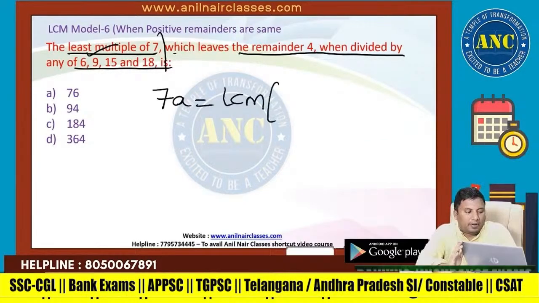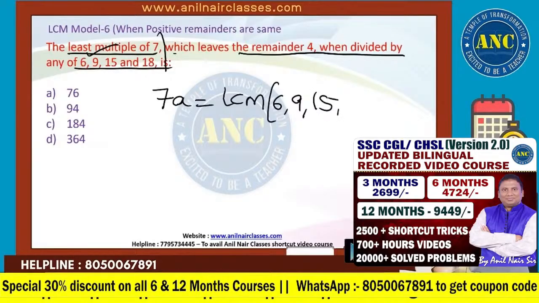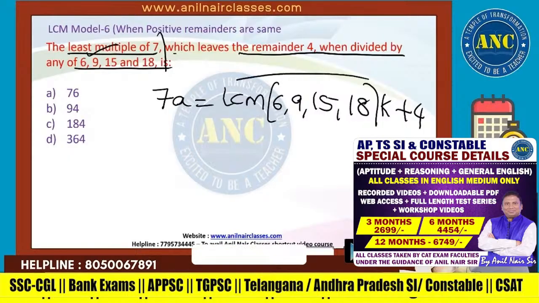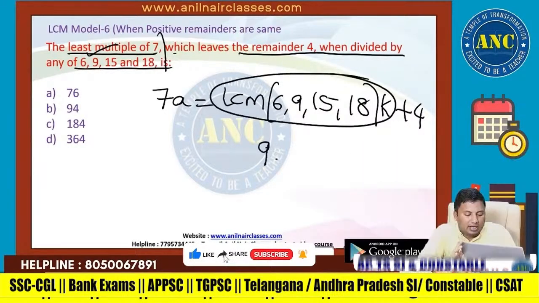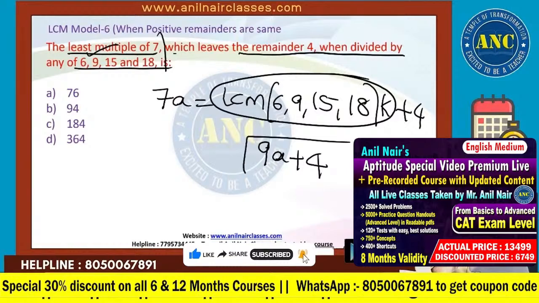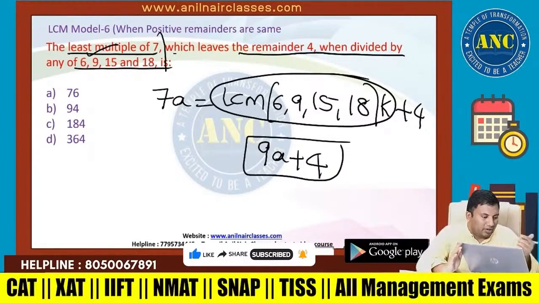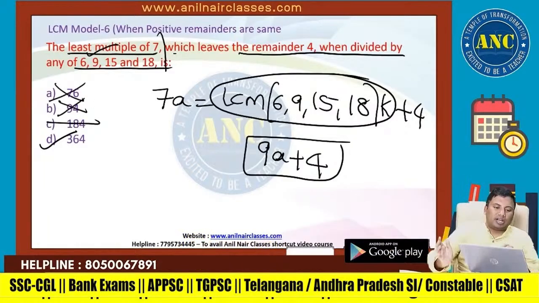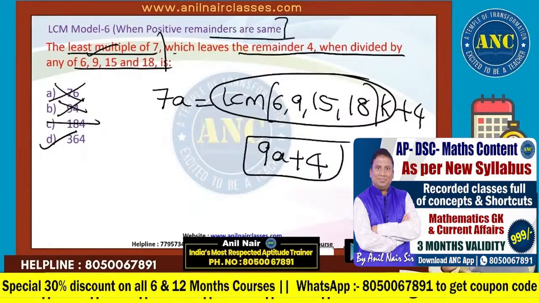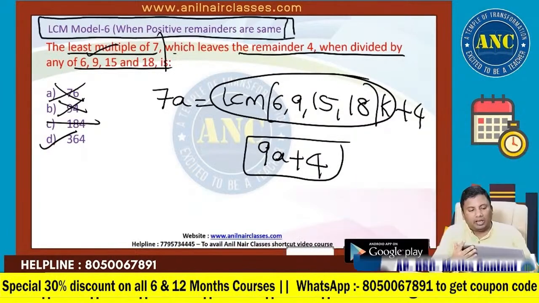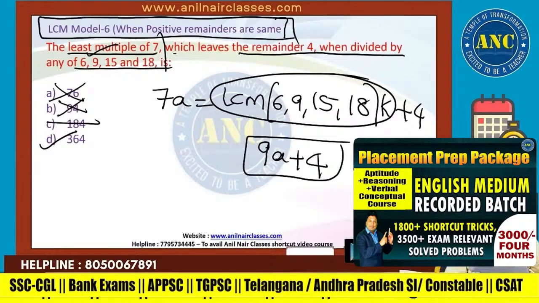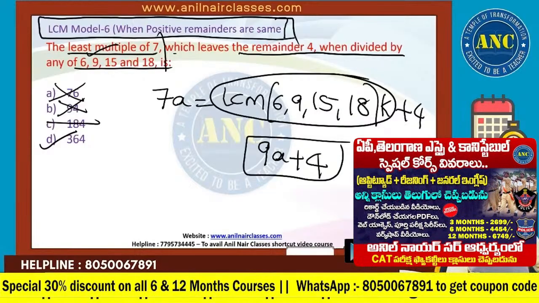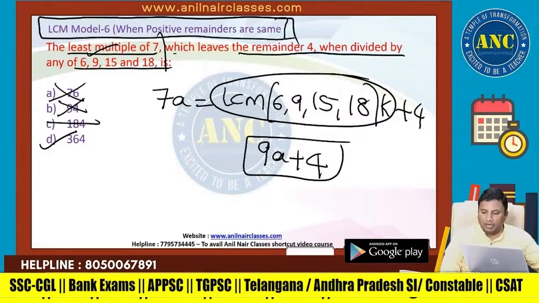These, when divided by LCM of 6, 9, 15, 18 into k plus 4. This is entirely divisible by 9. The answer when divided by 9 should give remainder 4. It should be divisible by 7. The answer is 364. I hope you are understanding the idea of how to check by using answer options when the positive remainders are same. Idea is clear?